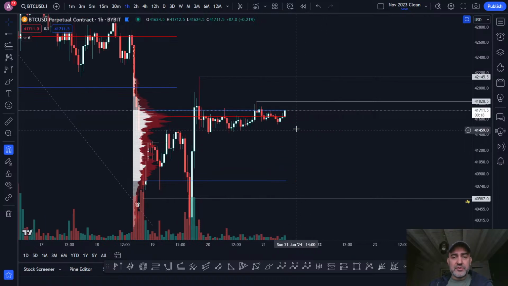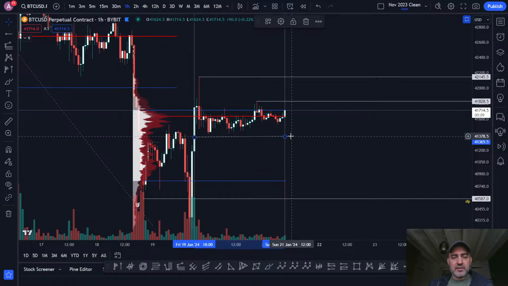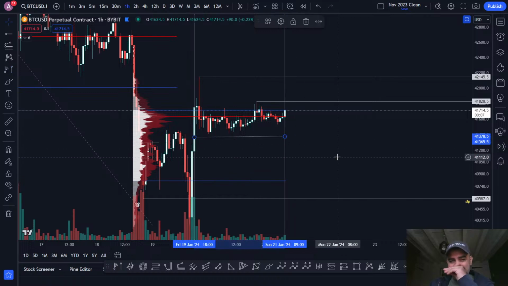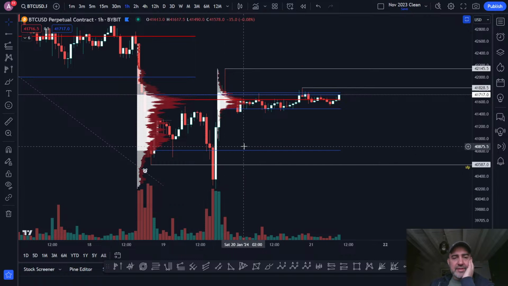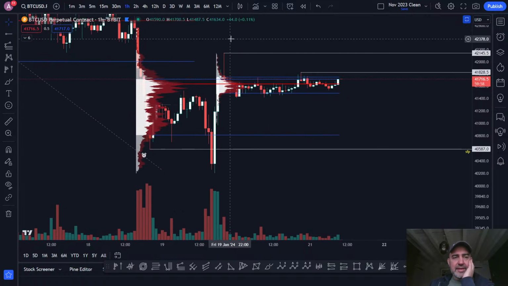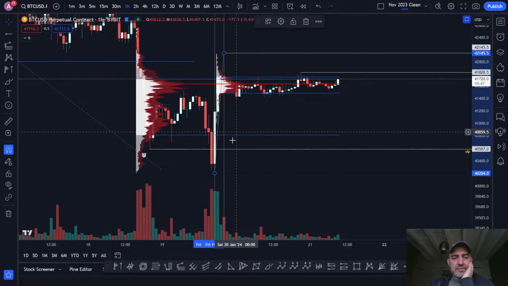Or I think if we just lost this local range up here, you could probably short that too. Your targets would probably be the local golden pocket of this move up here. You wouldn't aim for lower. You take your profit and then you see what happens.